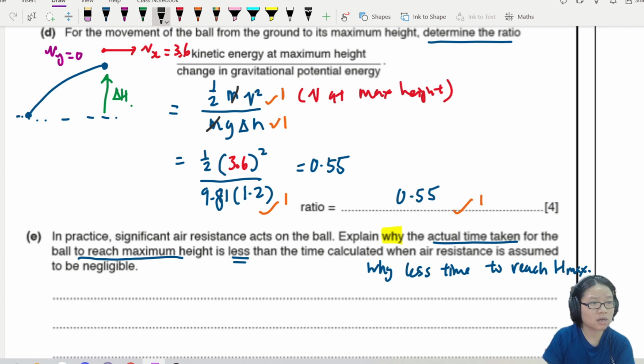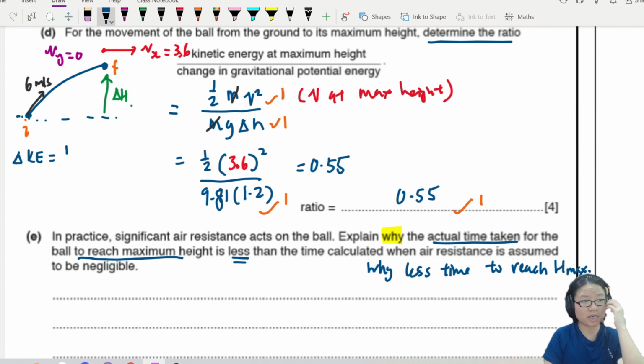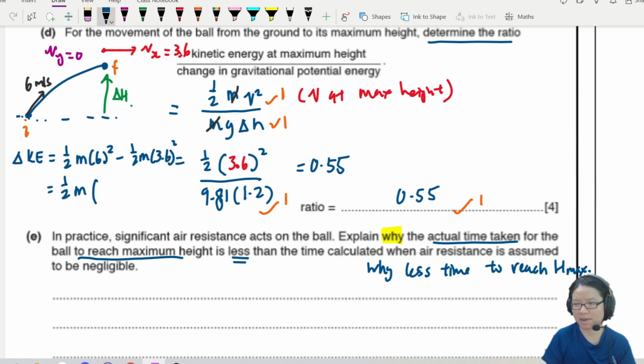Okay, so if you're unclear, let me do a separate calculation for you. We know the velocity here is 6 meters per second. By the time it reached the final position, it has decreased to 3.6. So if you want to, I can find the change in KE. The change in KE will be half m times 6 squared minus half m 3.6 squared. Here I'll have half m because again, I don't have m, but it doesn't matter. So this is 6 squared minus 3.6 squared.